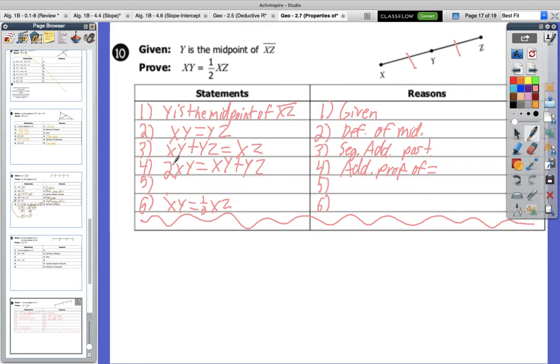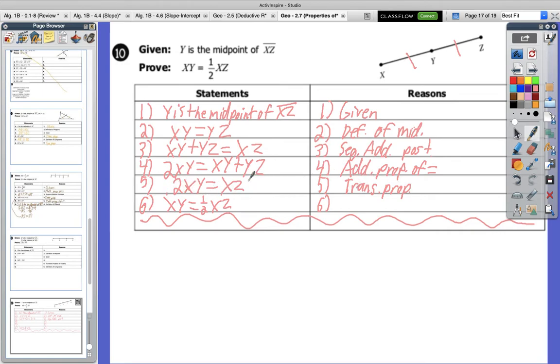So now if we look at steps 3 and step 4, we have both 2 XY and XZ being equal to the same thing, XY plus YZ. So we can say they're equal to each other. 2 times the measurement of segment XY is equal to the measurement of segment XZ. And that is our transitive property, or you could say it's a substitution, and write in parentheses what you're substituting.